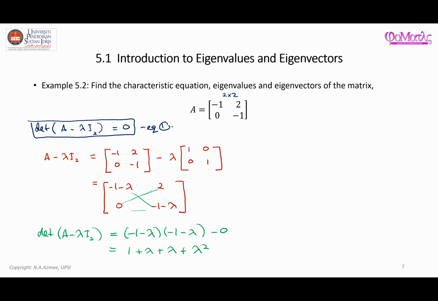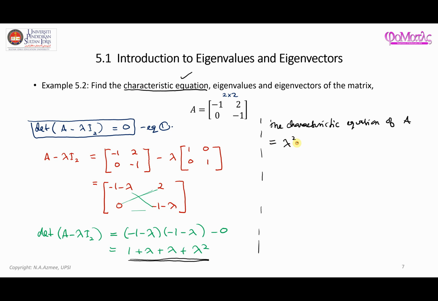Therefore, based on this, the characteristic equation of A, which is what we're looking to find here, is given by this equation. So you simplify this part, it becomes lambda squared plus 2 lambda plus 1 is equal to 0. So this is the characteristic equation. Now, based on this characteristic equation, you can proceed and find the values of the eigenvalues.